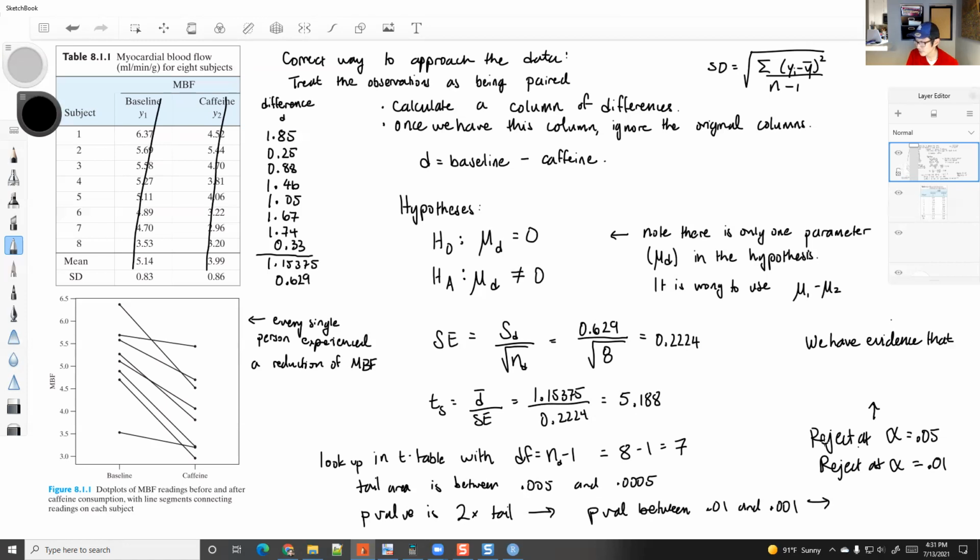So it's not a difference between means, but the mean difference. So we have evidence that the mean difference, there's only one difference now, the mean difference mu d between baseline and caffeine is not 0. And in this case is greater than 0.